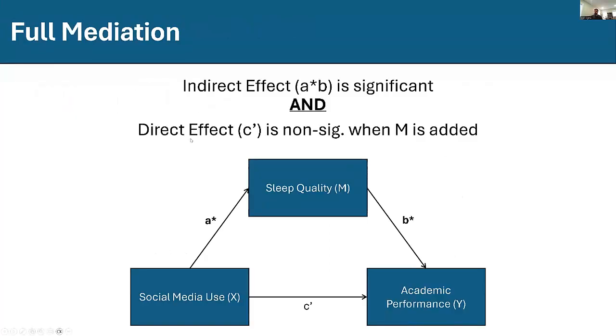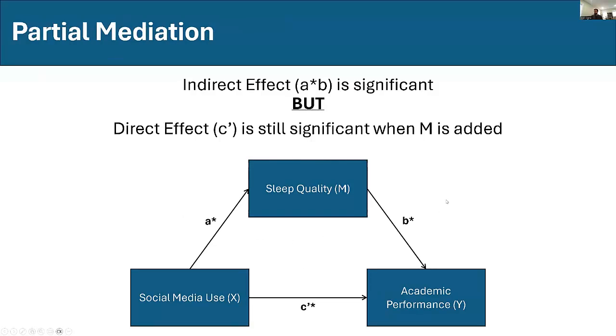So what is full mediation? Full mediation is when the indirect effect A times B is significant, and the C prime, the direct effect, is non-significant when we add our mediator. What that's telling us is that the entirety of social media's influence on academic performance is occurring through sleep quality and not directly.